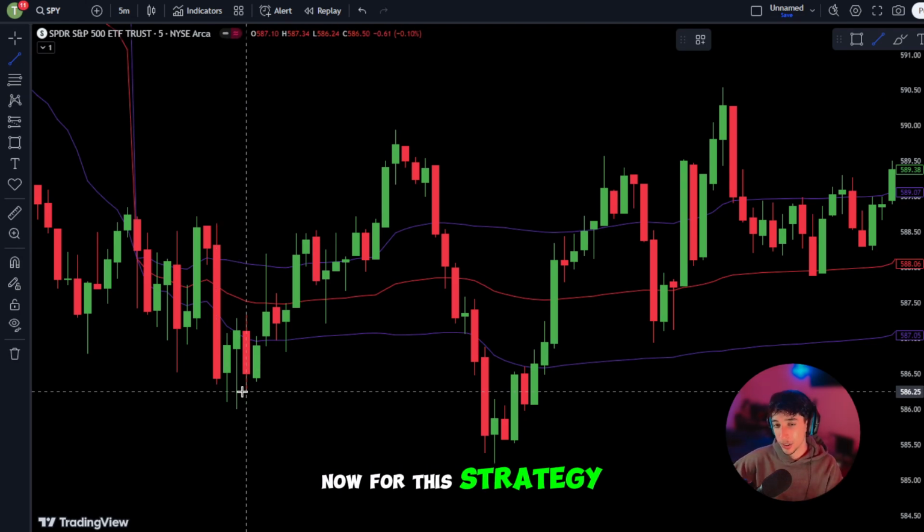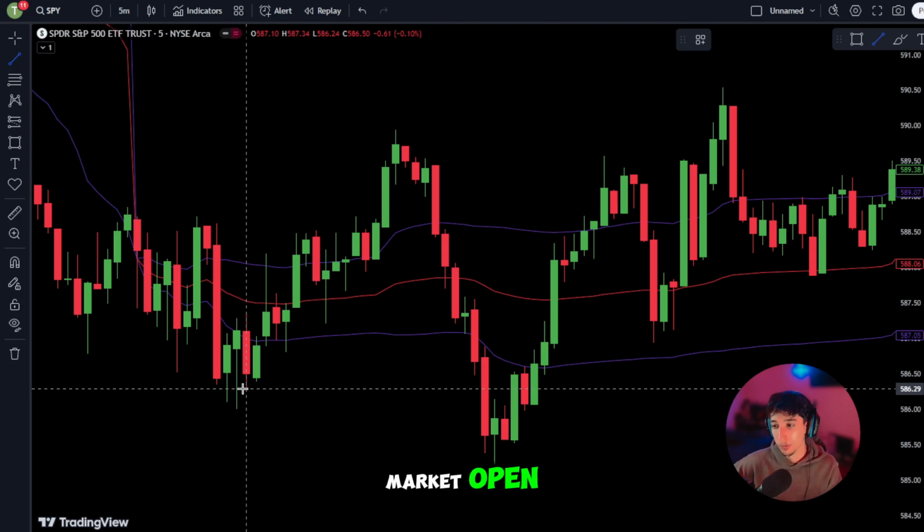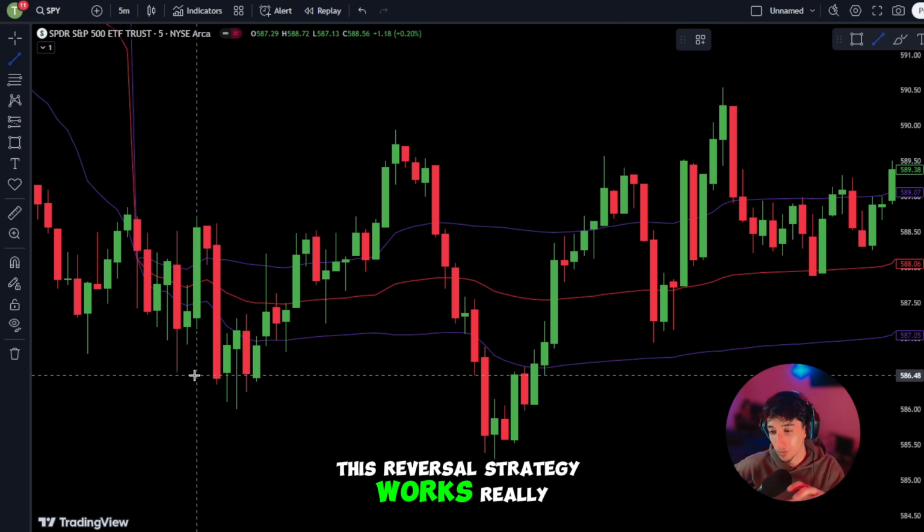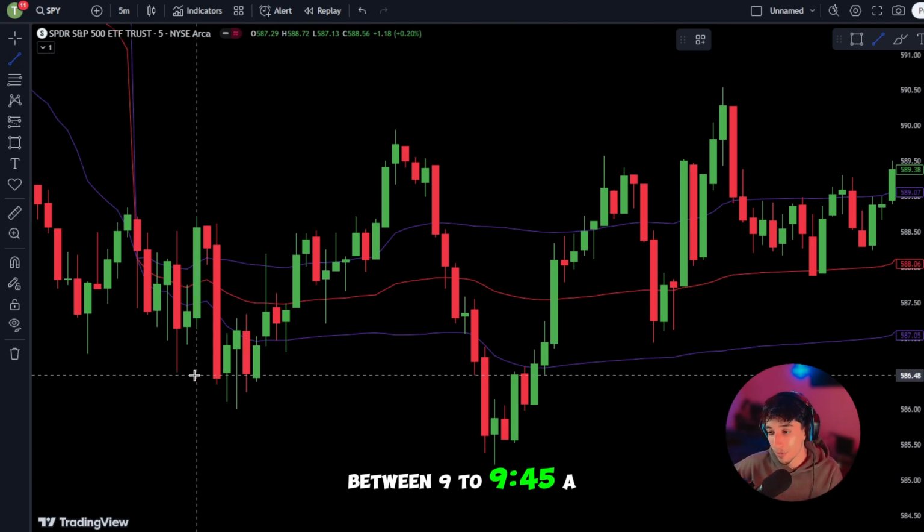Now for this strategy, you are not going to want to trade the first 2 hours of market open. This reversal strategy works really well between 9 to 9:45 a.m. Pacific time. So that is relatively during lunchtime, and that is when I've seen the most consistent reversals happening.